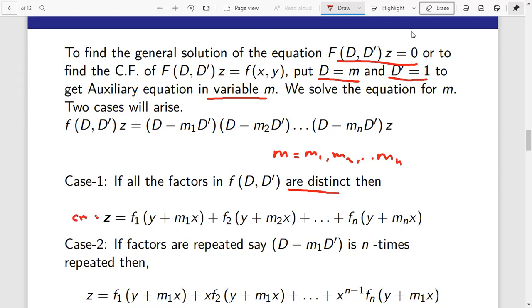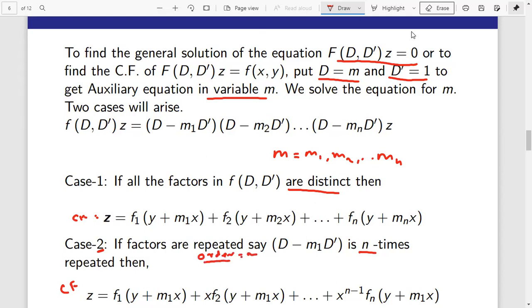Next, if the roots are repeated, if the factor is repeated n times, then the complementary function is z equal to f1 of y plus m1 x, plus x into f2 of y plus m1 x, and so up to x power n minus 1 into fn of y plus m1 x. Suppose, just to tell you, if n equal to 2, that is, if the order is 2.